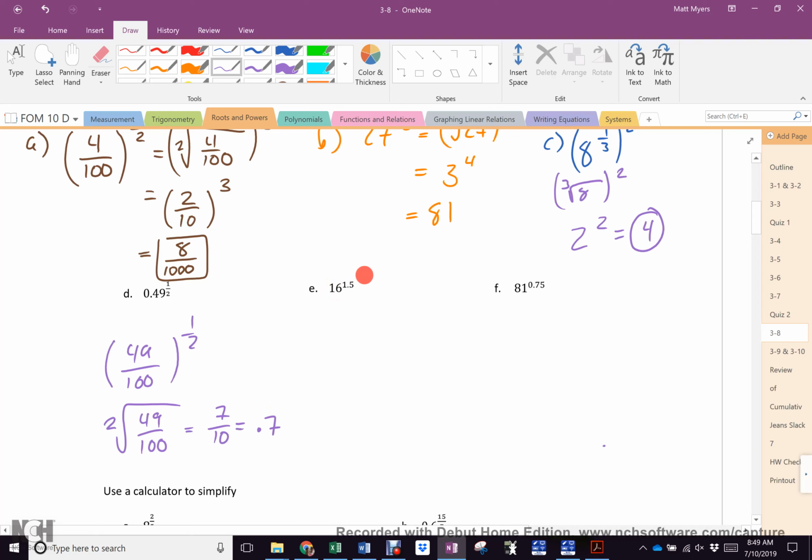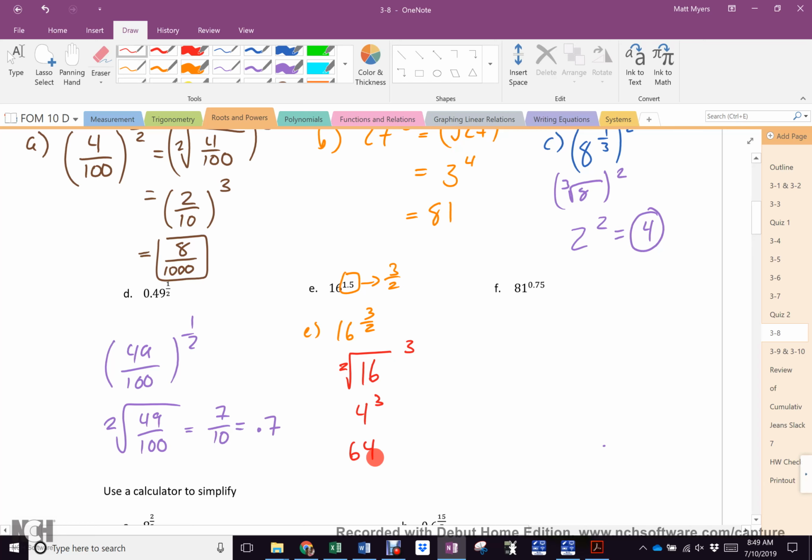What is weird about E? There's a decimal out here. But isn't every decimal a fraction? What is that as a fraction? 3 over 2. So this is 16 to the 3/2. Now I know how to deal with it. Where does the denominator go? Index. Square root of what? 16 to what power? 3. What is the square root of 16? 4 cubed. What is 4 cubed? 64.